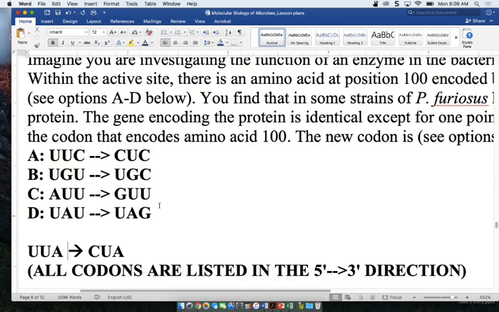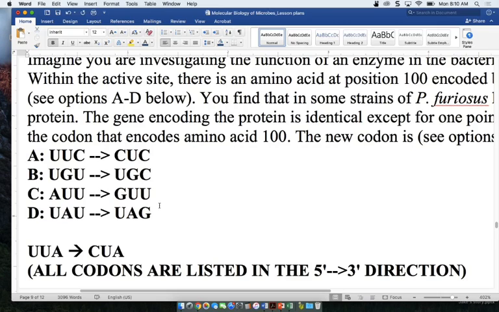And I somehow didn't include one, so this down here, UUA, was B1? Yeah. Oh, well, I didn't pay attention to my own code then. UGU to UGC, cysteine. Okay, perfect. So that one would be an example of a silent mutation.